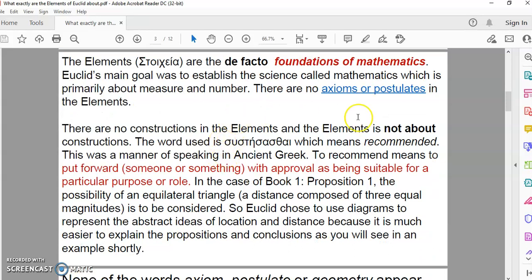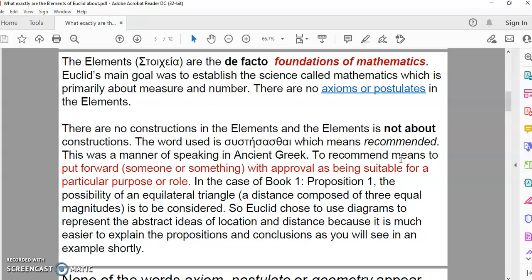So, the elements, or in Greek stoicheia, are the de facto foundations of mathematics, not the rot that you hear of as the Zermelo-Fraenkel axioms or set theory, which is supposedly the foundations of modern mathematics. They're not valid, and they have never actually replaced the foundation of mathematics because they are not true science or true mathematics. So Euclid's main goal was to establish the science called mathematics, which is primarily about measure and number.